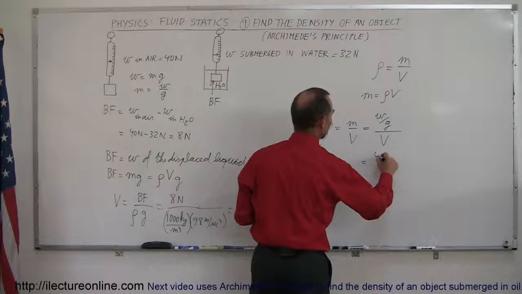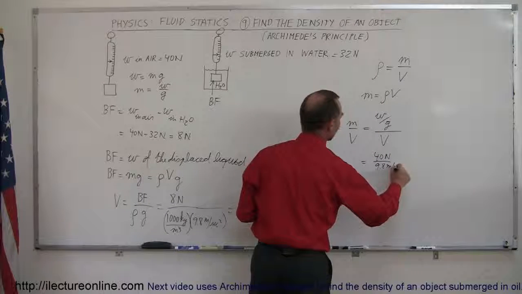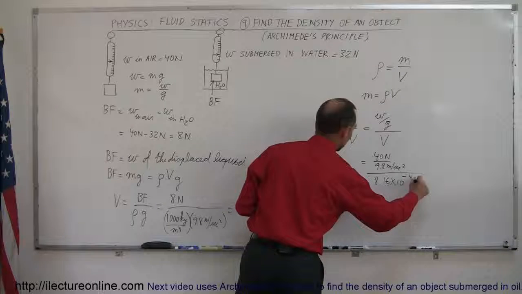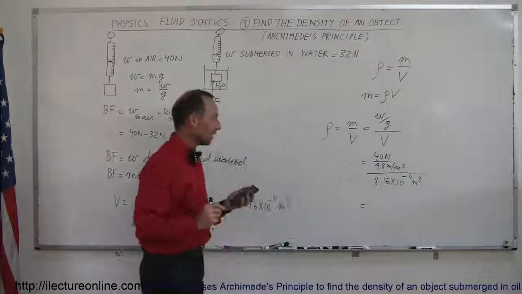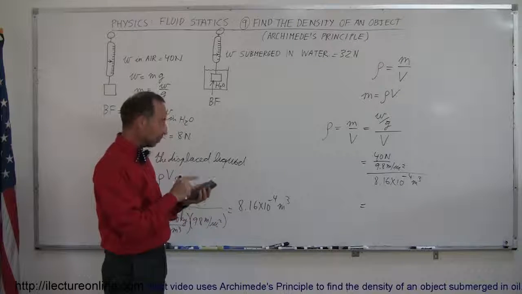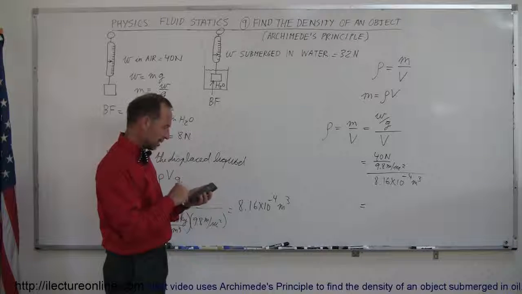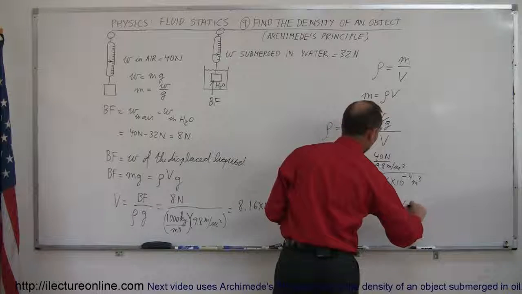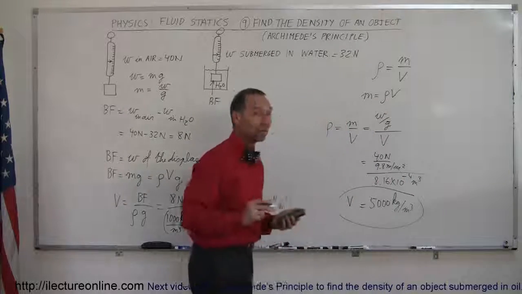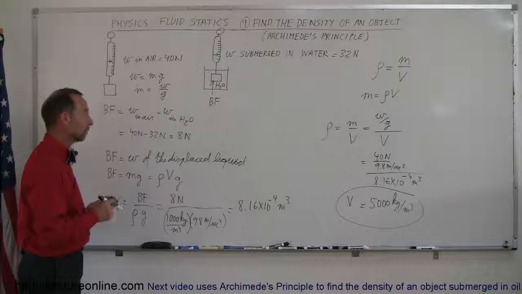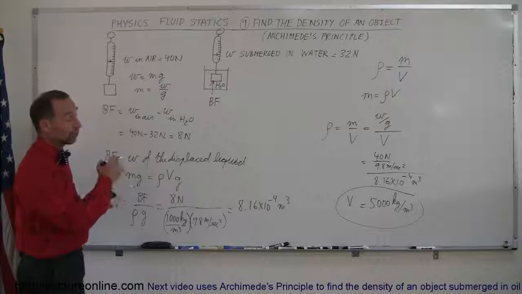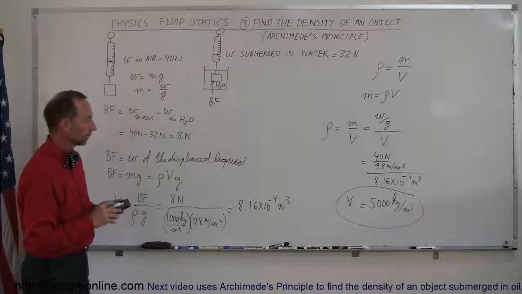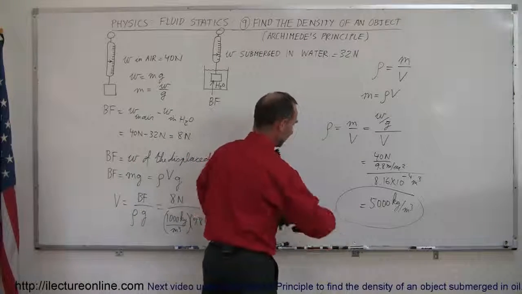So this is equal to 40 newtons divided by 9.8 meters per second squared, and take the whole thing and divide it by the 8.16 times 10 to the minus 4 meters cubed. So the mass divided by the volume gives us the density. We take the inverse of that, multiply it times 40, and divide it by 9.8, and that gives us 5,000. So this is 5,000 kilograms per cubic meter, and that is the density of the object. Notice that that is 5 times the density of water. Now this is just a hypothetical question. I don't know if there's any object that has a density of 5,000 kilograms per cubic meter, but that's the correct answer for this particular problem. Oh, thank you. Yes. Oh, it's not the volume, it's the density that we're looking for.